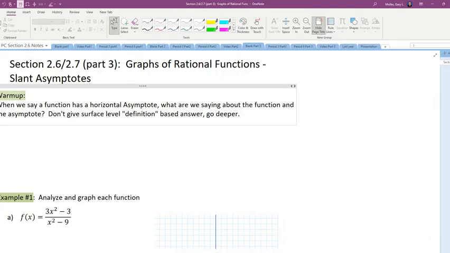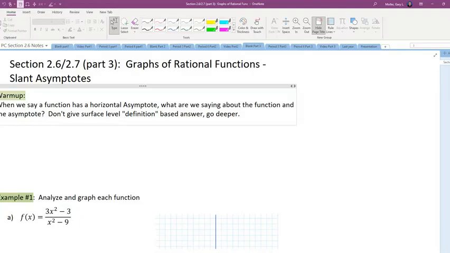For our warm up today, I want you to think about this question. When we talk about a function having a horizontal asymptote, what are we saying about the function and the asymptote? It's hard to ask a deep level question without giving away what I'm looking for, but try to avoid just a surface level definition answer. We should really think about what's happening and what an asymptote is compared to the function itself. So I'm going to ask you to pause the video and then check back in for what will probably be my rambling answer.